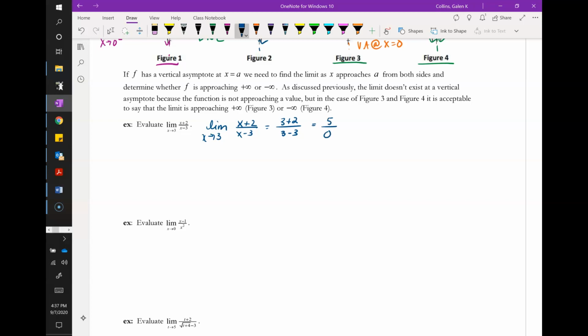So recall the difference between a vertical asymptote and a hole is that for a vertical asymptote, we get a number over 0. So b over 0 is a VA, and we said that b can't be 0, whereas 0 over 0 is a hole. All right, so we get this 5 over 0. So now we need to consider the limit from the left and from the right. And this gets a little abstract. We have to hold a lot of this thinking in our head. All right, so let's check the limit from the left.